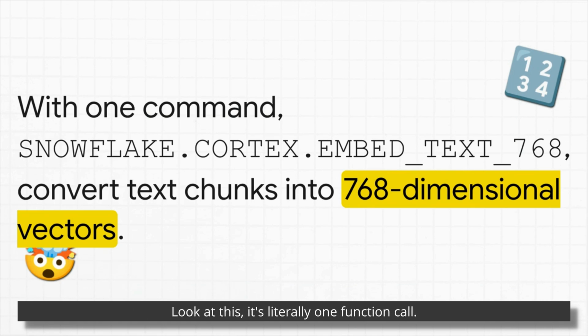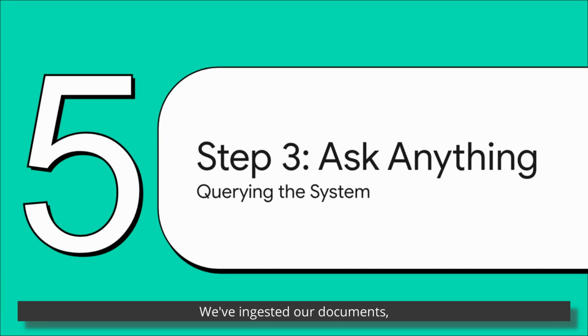And you're not going to believe how easy Cortex makes this. Look at this. It's literally one function call. With snowflake.cortex.embedText768, we just tell it to take each text chunk, work its magic, and pop that numerical fingerprint right into the vector column we made earlier. All that super complex stuff handled in one line of SQL. That is wild. Okay, quick recap. We've ingested our documents, we've chopped them up into chunks, and we've created those vector embeddings. Our system is now armed and ready.